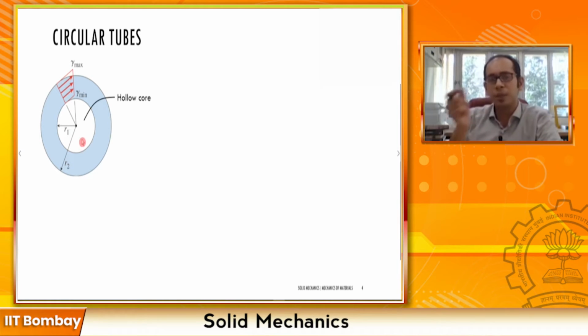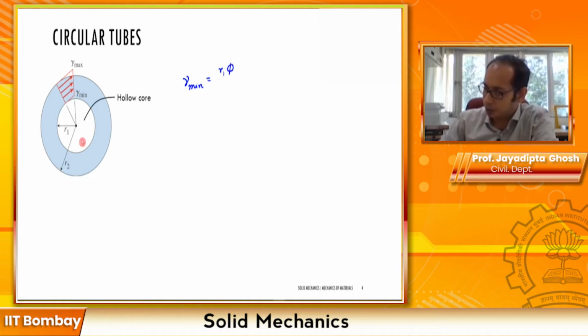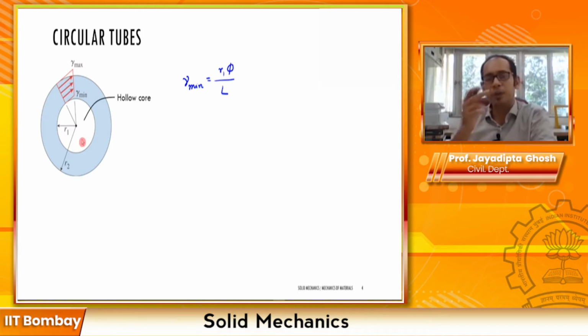So, just piggybacking on the expressions which we wrote in the last couple of pages, if I have to write the expressions for this one again, here I'm going to have my gamma minimum. It is going to be what? Gamma minimum is going to be R1 times phi divided by L. Remember, the general expression for gamma was what? Gamma equals rho times phi divided by L.